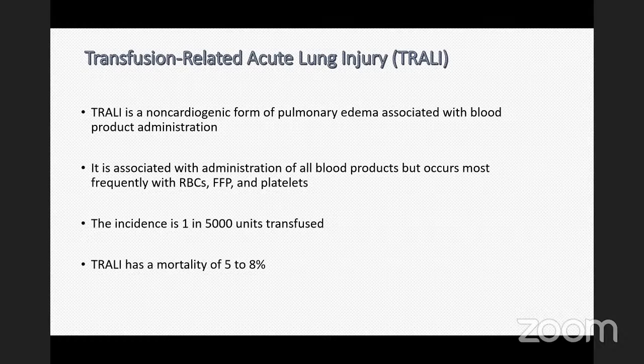So one of the main transfusion reactions that happen is transfusion-related acute lung injury, or TRALI. TRALI is a non-cardiogenic form of pulmonary edema associated with blood product administration. It is associated with administration of all blood products, but occurs most frequently with RBCs, FFP, and platelets. So the incidence is 1 in 5,000 units transfused. TRALI has a mortality of 5 to 8%.